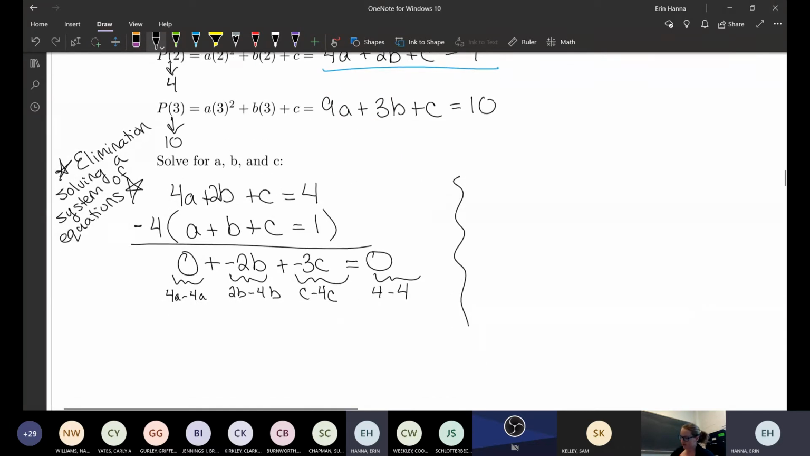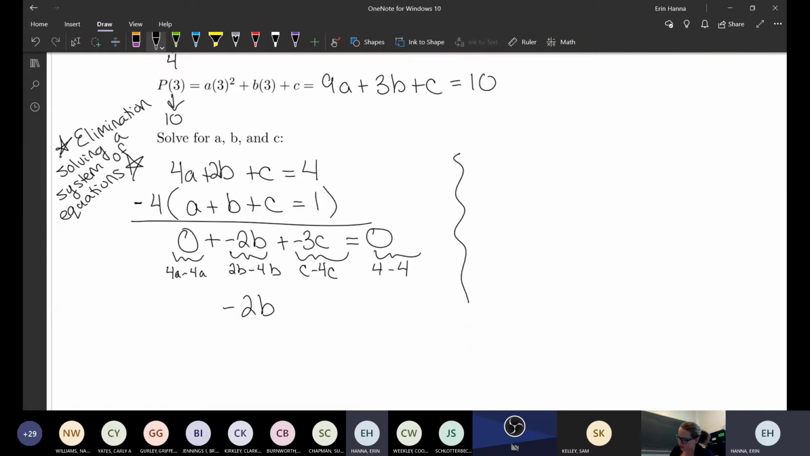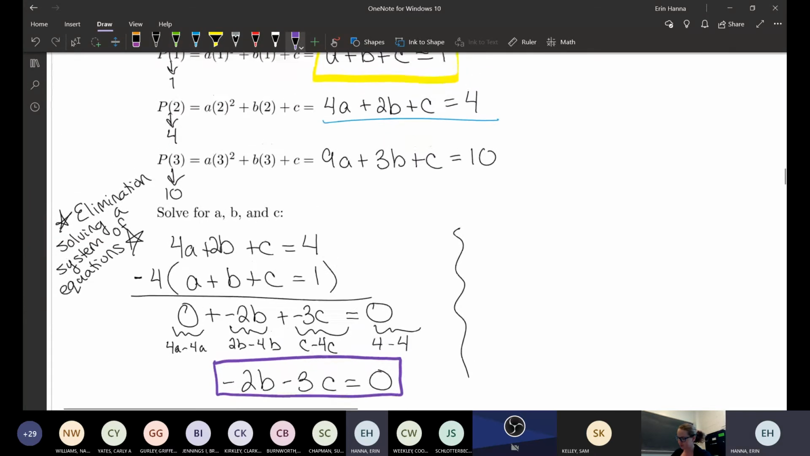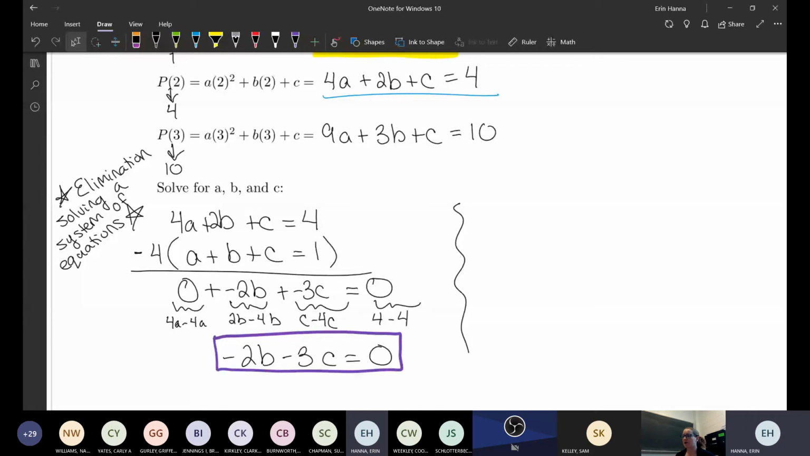So essentially what I have now is minus 2b minus 3c equals 0. Let me just clean it up a little bit, and I'm going to box it so that I can use that later. So notice that now I don't have 3 unknowns, I only have 2 unknowns in that one. But if I have two unknowns, I need two equations. So now I need to manipulate essentially another pair of the equations to do the same kind of thing to get down to another something that looks like this.